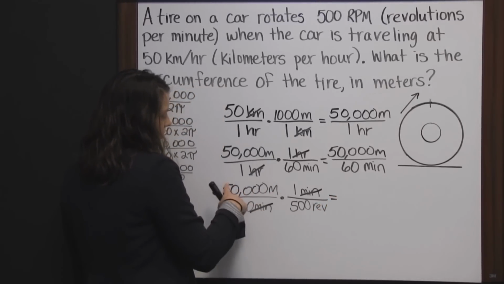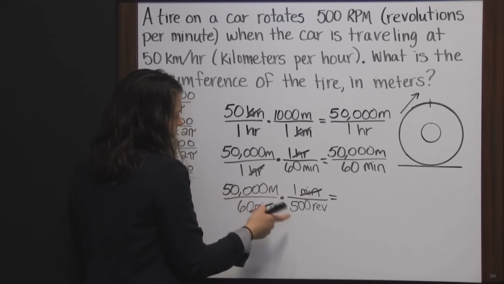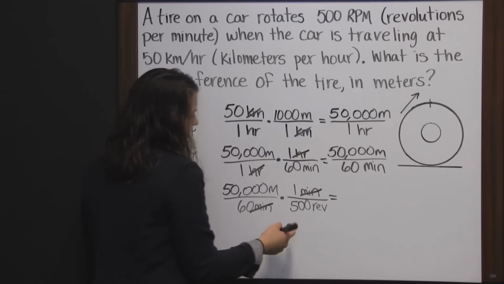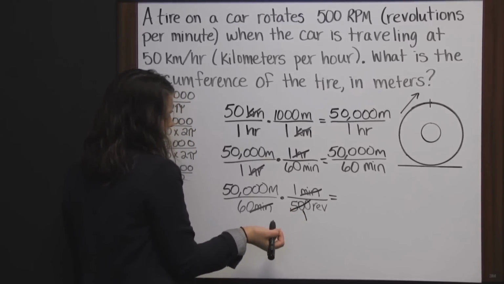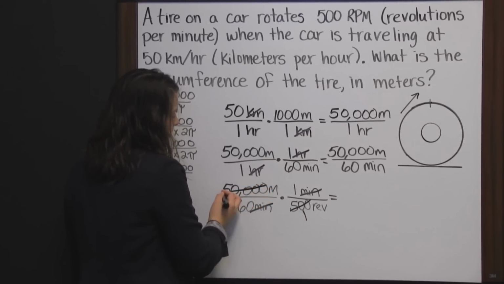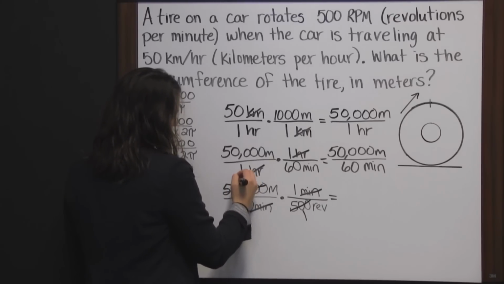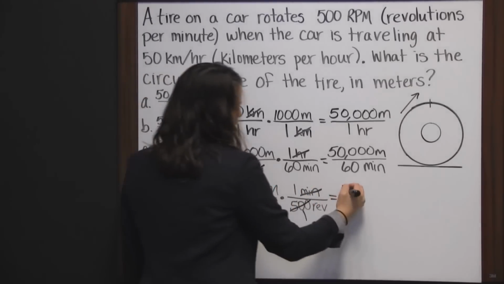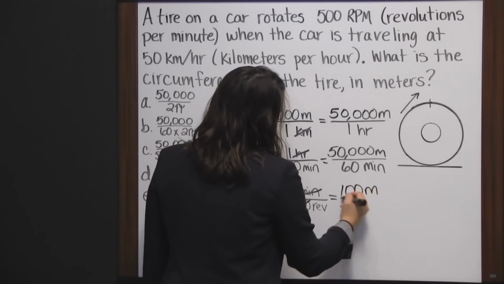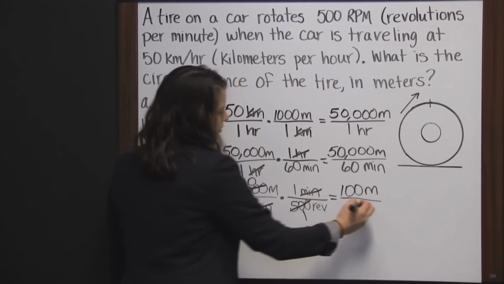And I can cross-cancel my 50,000 and my 500 by dividing them both by 500. And 500 divided by 500 is 1. And 50,000 divided by 500 is 100. So then 100 meters times 1 is 100 meters divided by 60 revolutions.